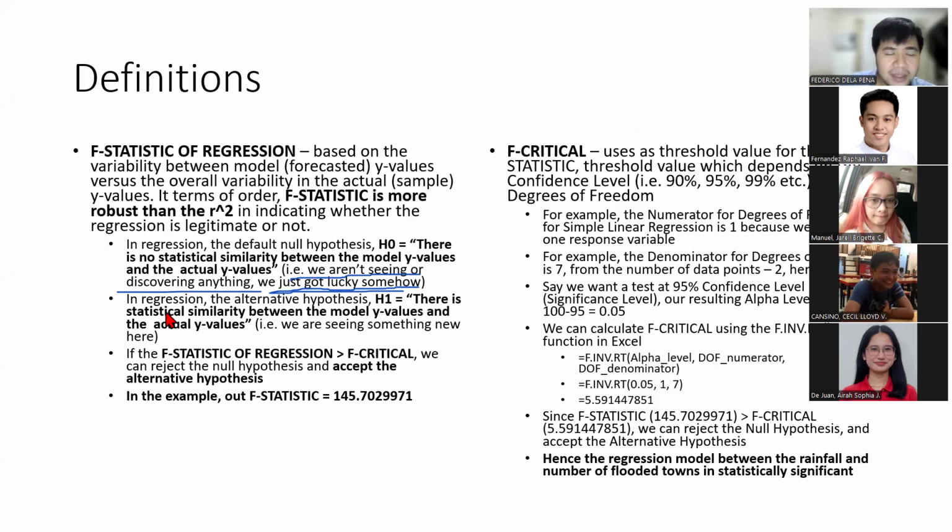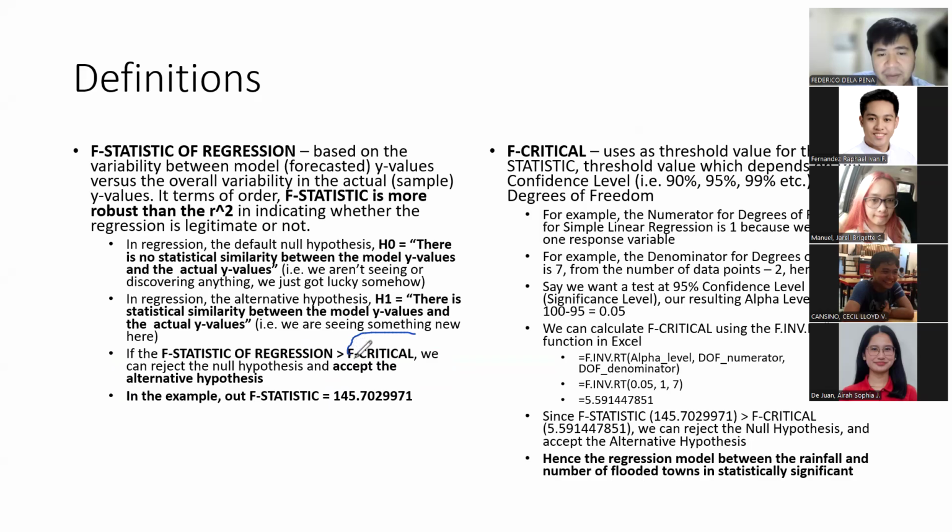And then the alternative hypothesis, or the hypothesis that we're trying to push, or the H1, is that there is a statistical similarity between the modeled Y values and the actual Y values. So this simply means that, wow, we actually are seeing something, or we are discovering something here, right? If the F statistic of regression is greater than the F critical, we can now reject the null hypothesis and accept the alternative hypothesis.